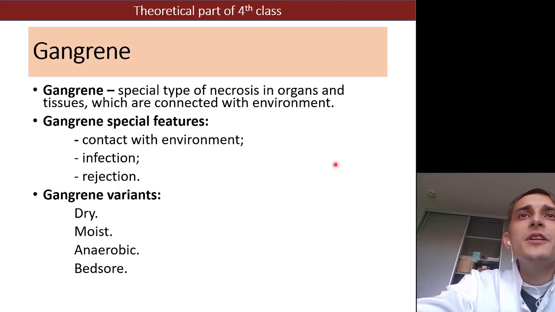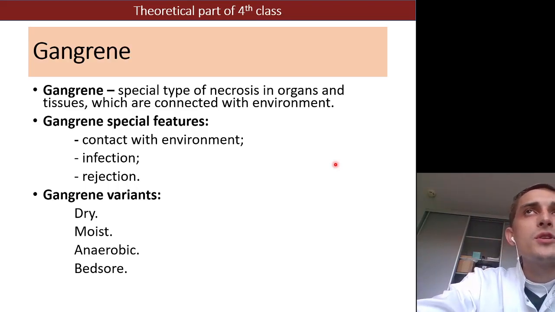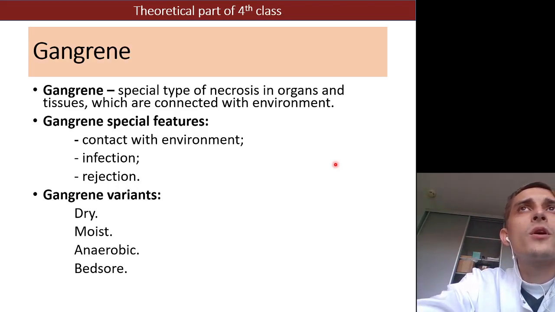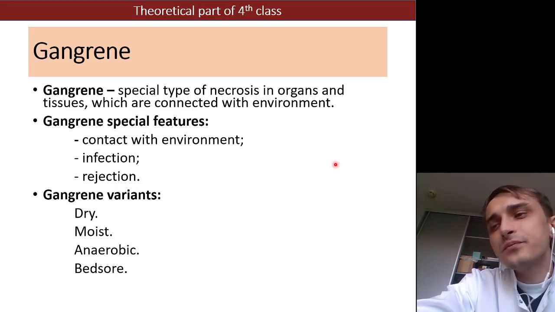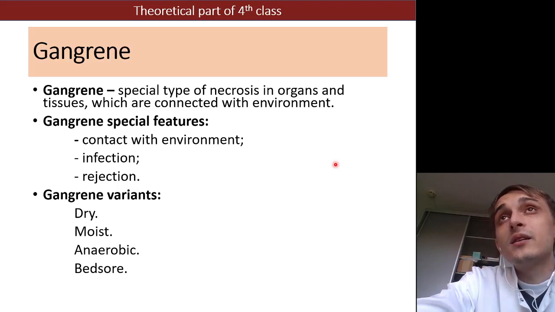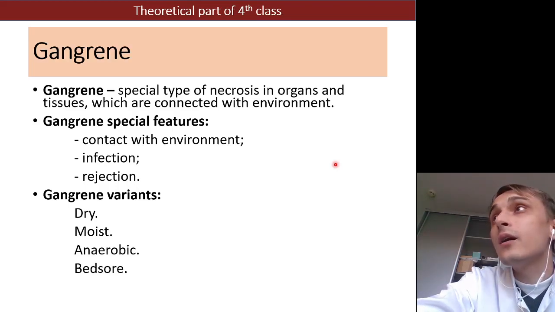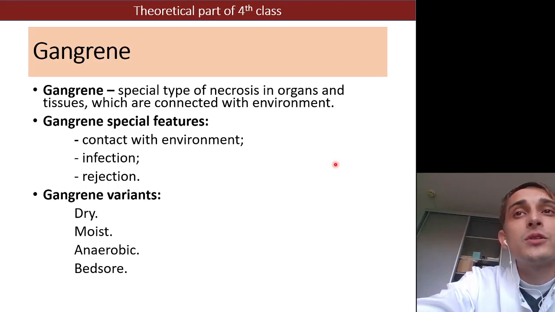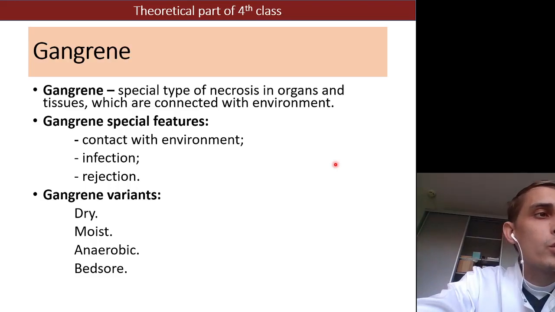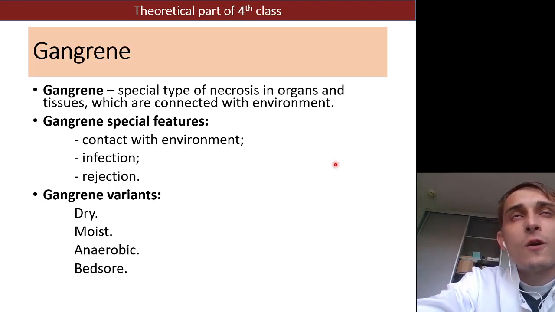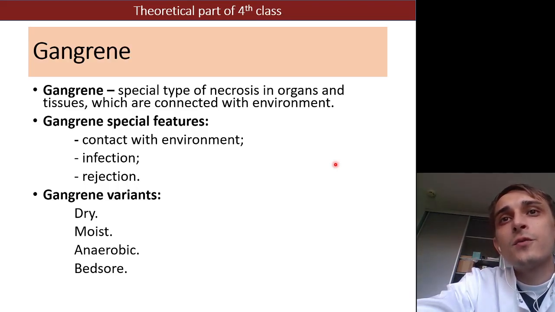Gangrene. Gangrene is a special type of necrosis which is typical only for organs which have a connection with the environment. Gangrene has some special features, like contact with the environment. Also, there should be an infectious disease, and in the outcome of this process, we may see rejection of a part of the organs. And there are different types of gangrene.